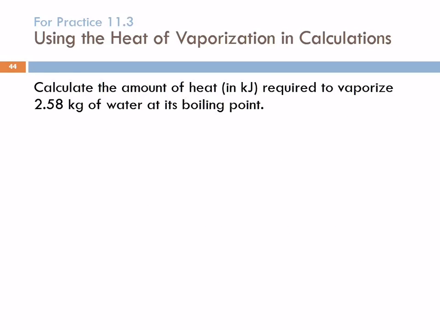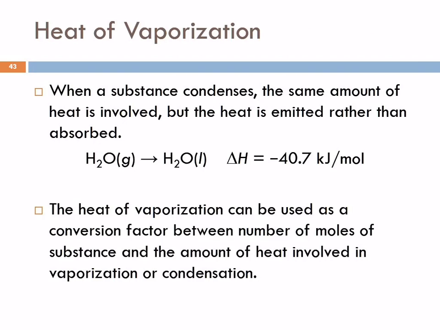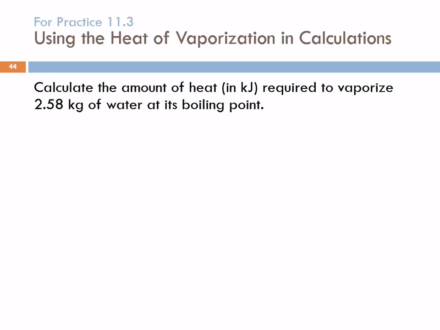So let's do this problem. Calculate the amount of heat in kilojoules required to vaporize 2.58 kilograms of water at its boiling point. So we're going to need the heat of vaporization, which is 40.7. So delta H vap is 40.7 kilojoules per mole.